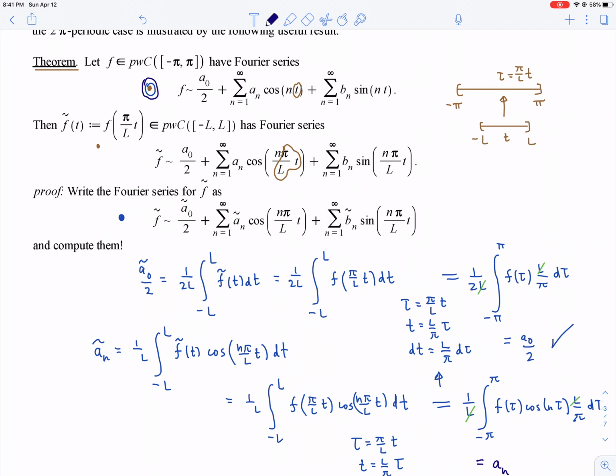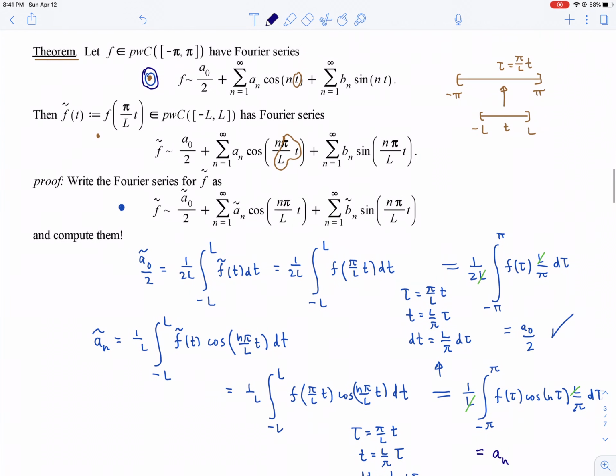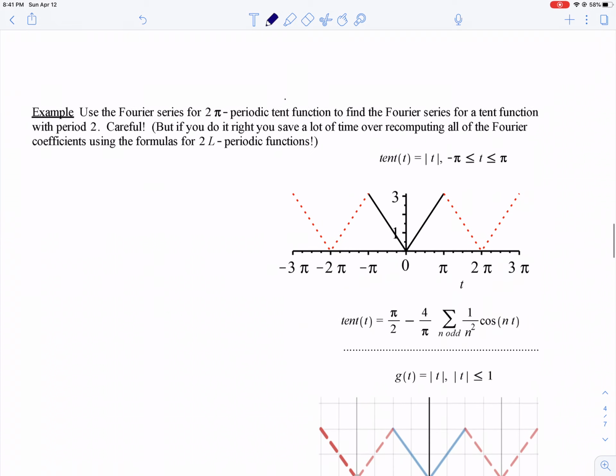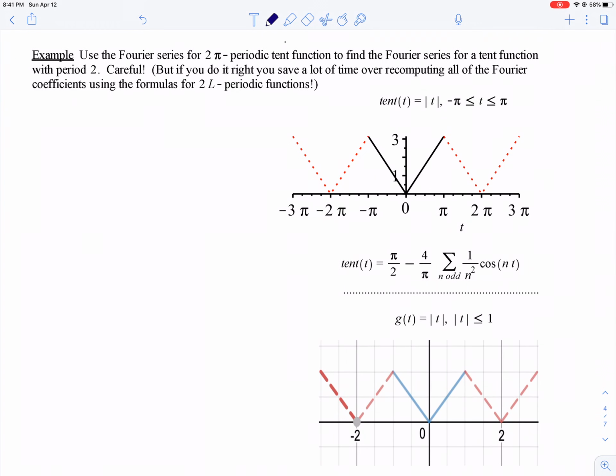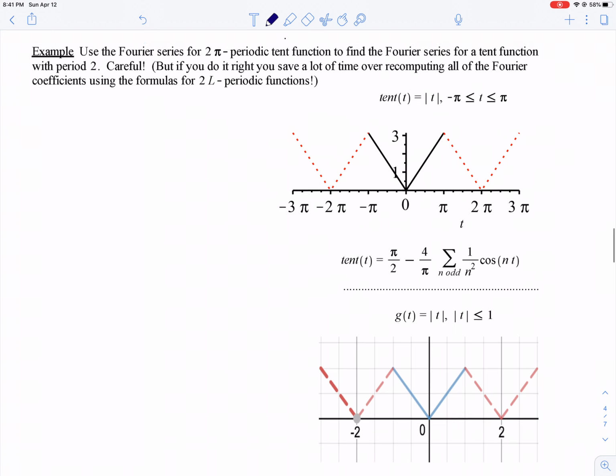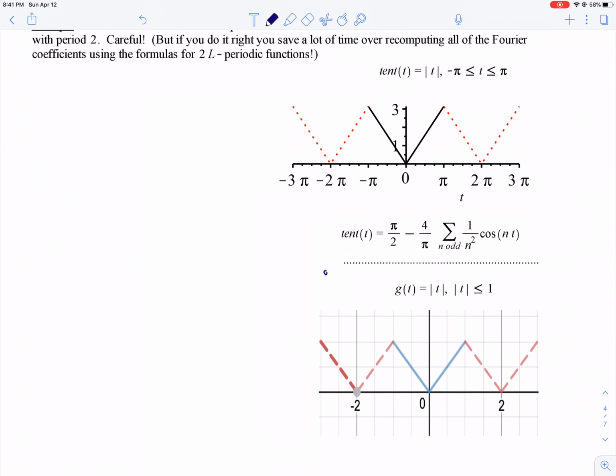And it's exactly the same for the sine coefficients. So let me illustrate this with our favorite example. Well, I don't know if the tent wave or the square wave is our favorite. So here's a shortcut if you want to get the Fourier series for the period 2 tent wave. So g of t is absolute value of t as t goes from minus 1 to 1, and then extended as being period 2 periodic.